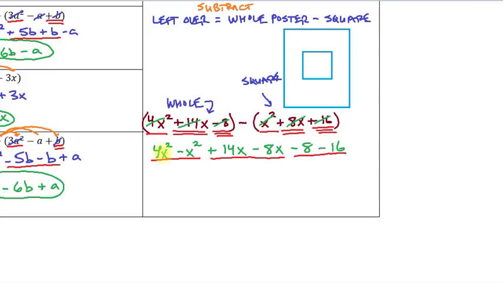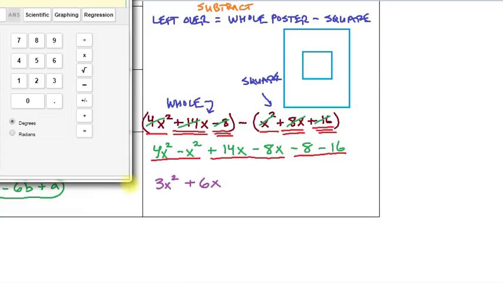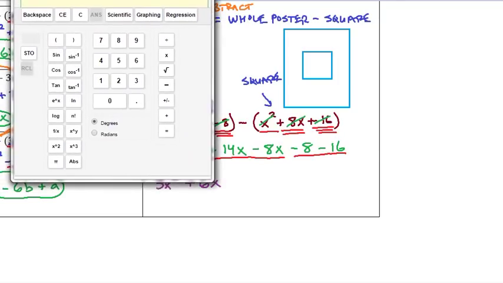Let's write our final answer. 4x squared minus 1x squared is 3x squared. 14x minus 8x, that's 14 minus 8. 14 minus 8 is positive 6x. And I've got negative 8 minus 16. This is the one that will give some of you trouble. Use your calculator. If you cannot understand a negative number minus a number, grab your calculator. You can use your calculator to make sure you get the right sign.